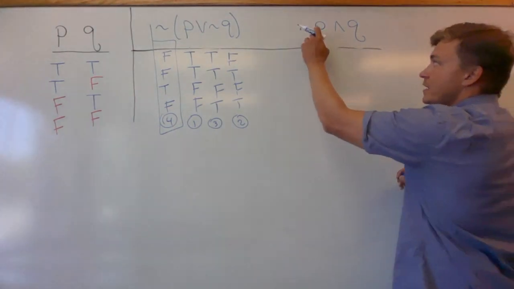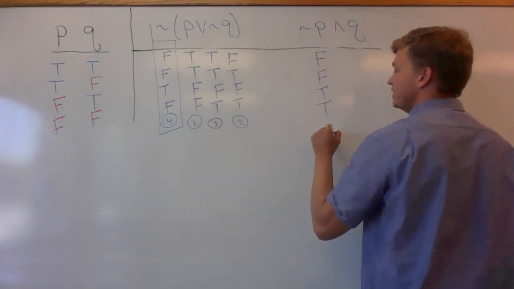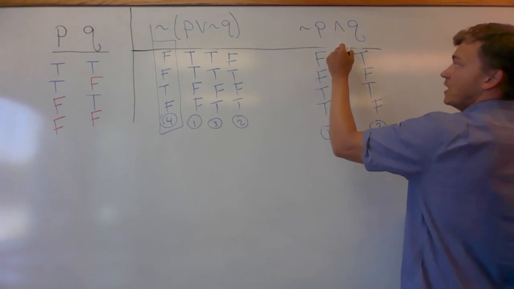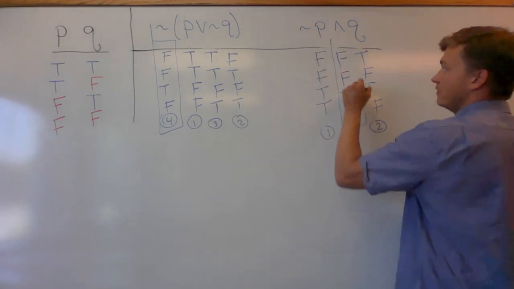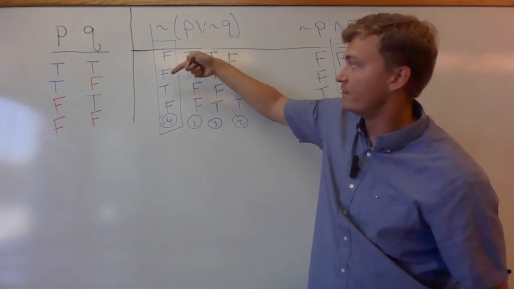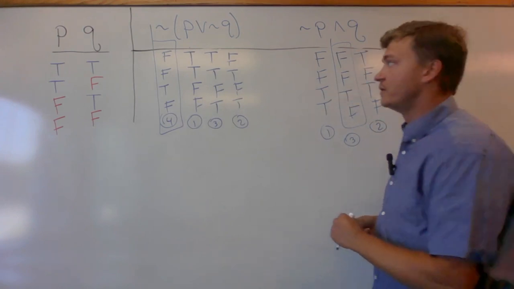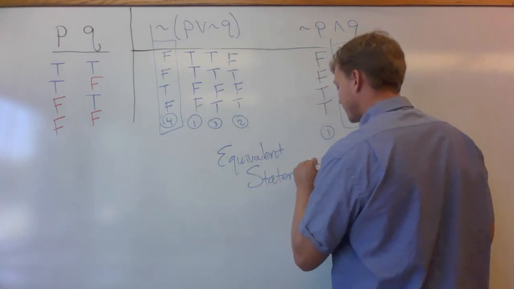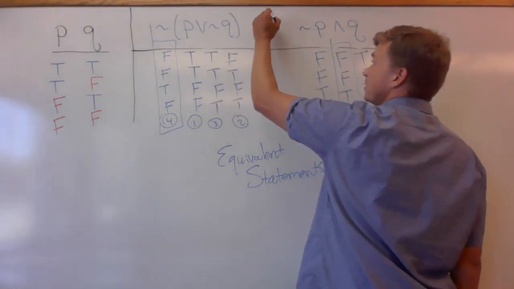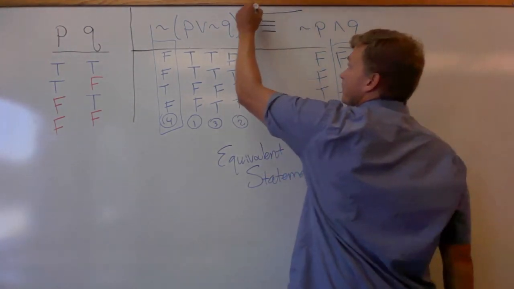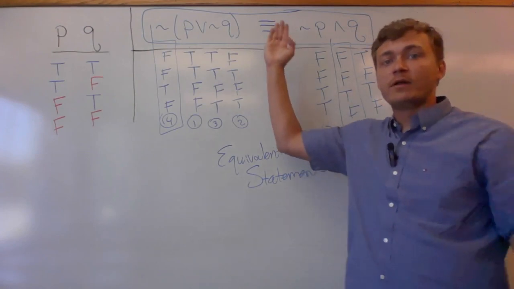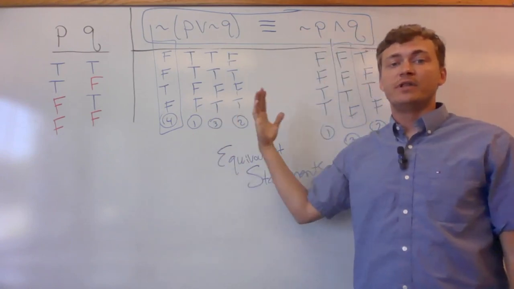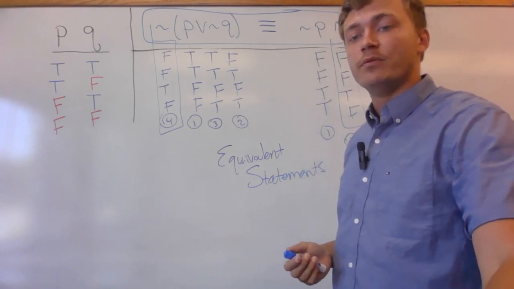So what we get over here? Not P, F, F, T, T, Q, T, F, T, F. The and of these two, F, F, T, F. F, F, T, F, F, F, T, F. These are equivalent statements. And so what we could say here is these two expressions are now equivalent to one another. All right, our mathematical notation to show that this outcome or expression is exactly the same as this expression. How do we know that? We just showed that their truth tables are exactly the same. Their final column matches up.